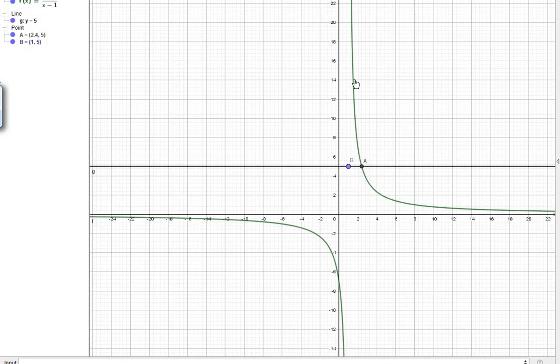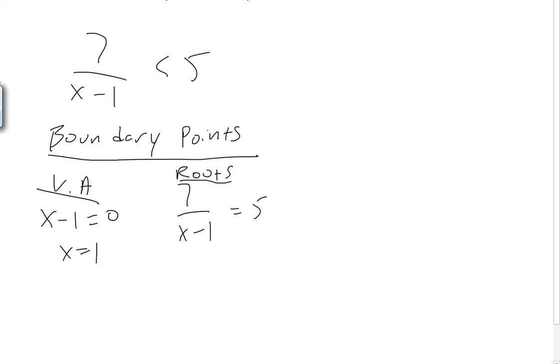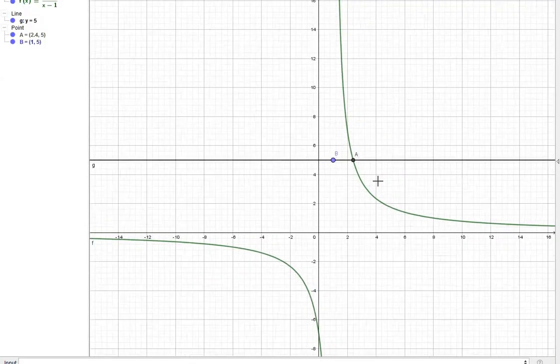That's why graphically there's a vertical asymptote here at 1. You can't see it. It's an imaginary line, right? But then I also want to know, when is 7 over x minus 1 equal to 5? I like to call these the roots. The question doesn't say equals, but I'm saying find that one point where you actually get 5.